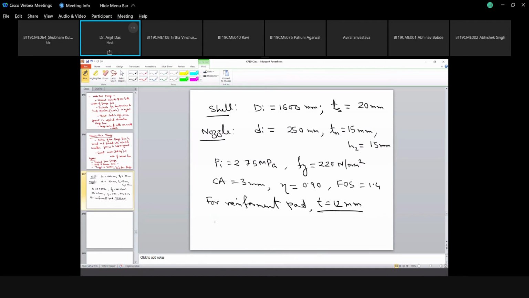Now what is the allowable stress? At first, we have to calculate it from the yield stress. So yield stress divided by the factor of safety, that is 220 divided by 1.4, and it comes around 157.14 Newton per millimeter square. Up to this, no problem, I think. So please note down. Now what should be the required shell thickness?